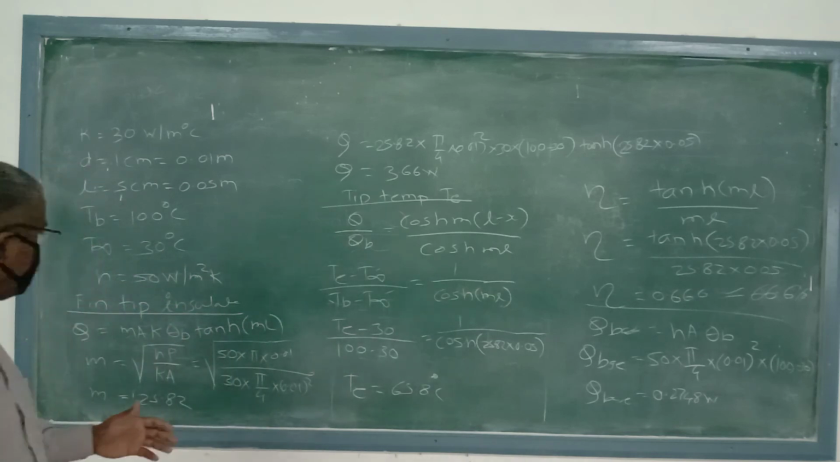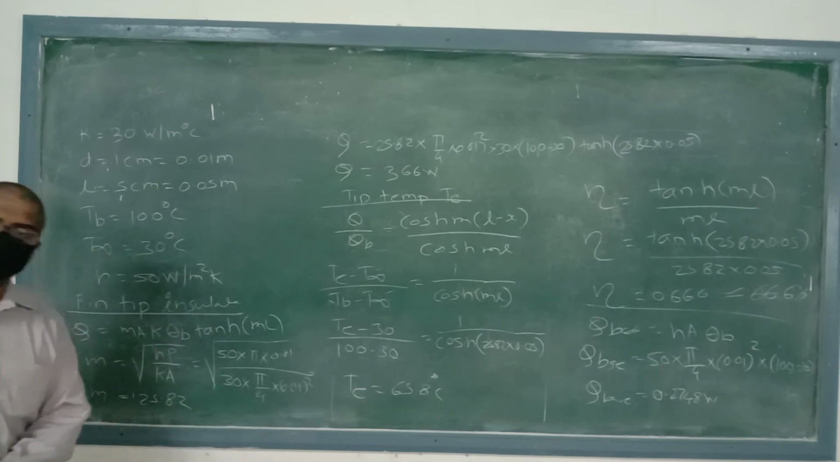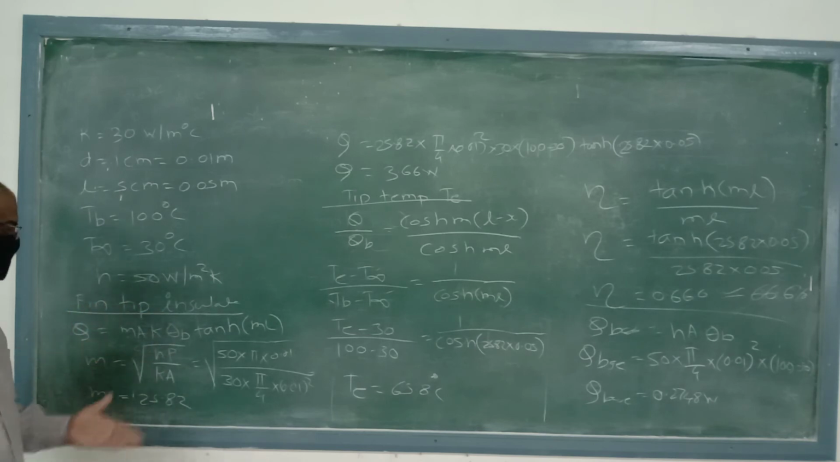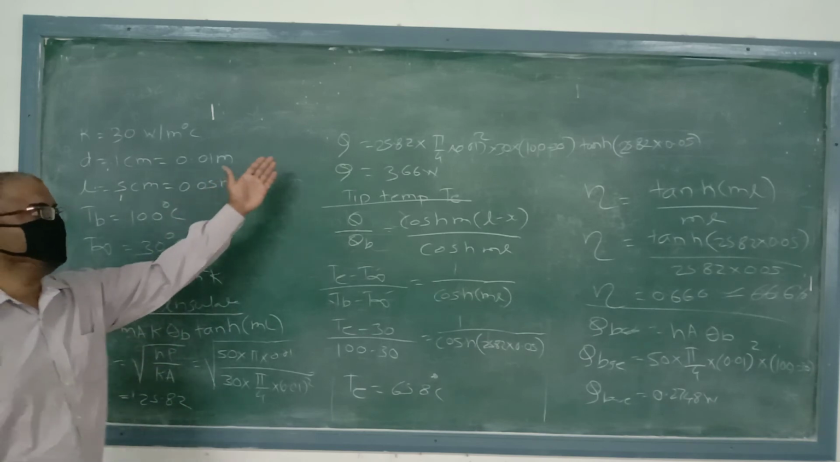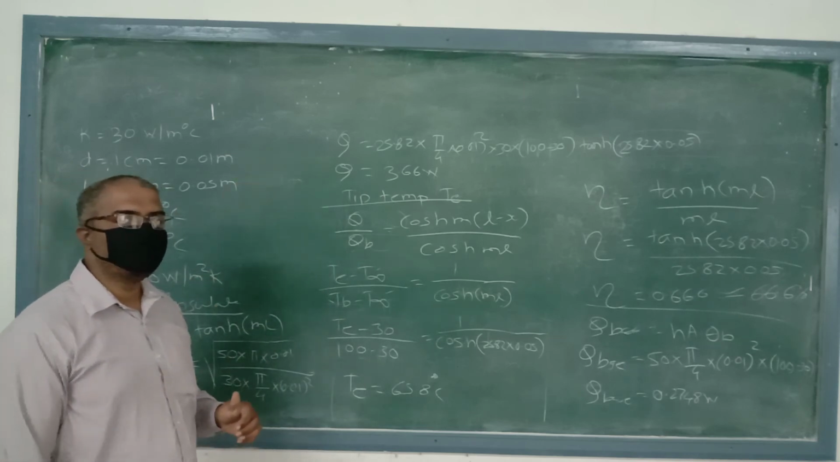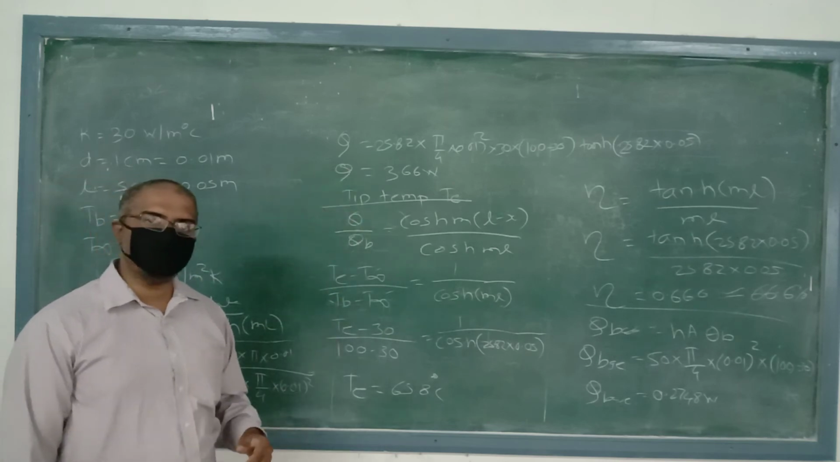So for calculating with the fin tip insulated, we are using the formula Q is equal to M A K theta B tan hyperbolic ml. So again, the value of m we have calculated, under root hP by kA, and all remaining values are mentioned in this problem. So we are substituting in the equation, and we got the amount of heat transfer from the tip end to the surrounding, that is 3.66 watt.